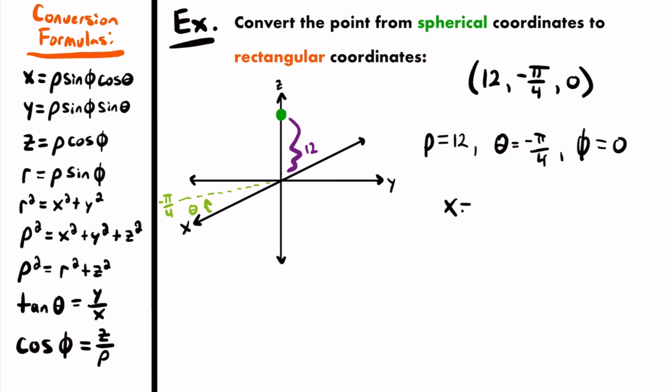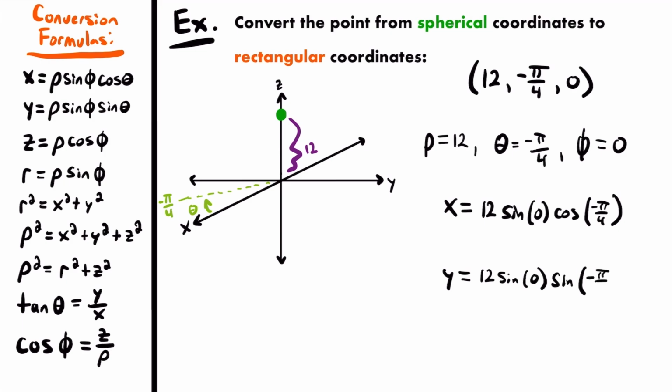We'll have x equals rho, which is 12, times sine of phi, which is 0, times cosine of theta, which is negative pi divided by 4. Then we'll have y equals 12, which is rho, times sine of phi, which is 0, times sine of theta, which is negative pi divided by 4. And then finally, we'll have z equals rho, which is 12, times cosine of phi, which is 0.